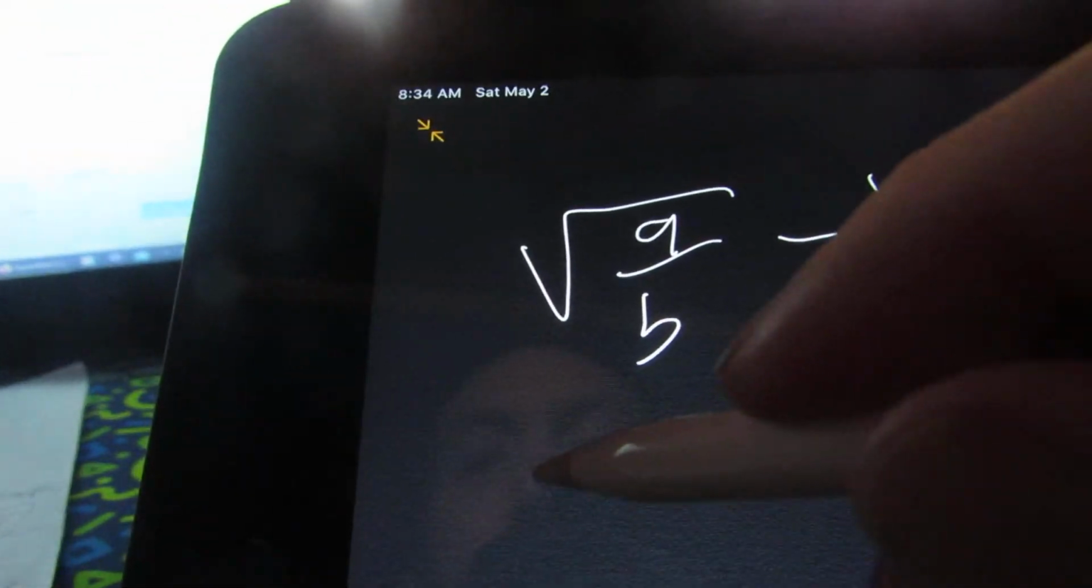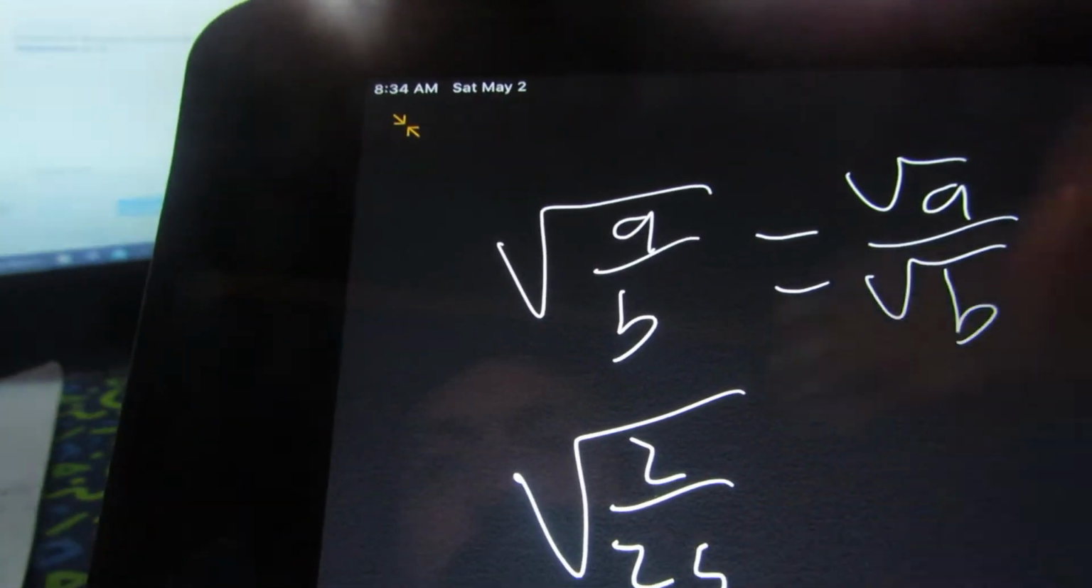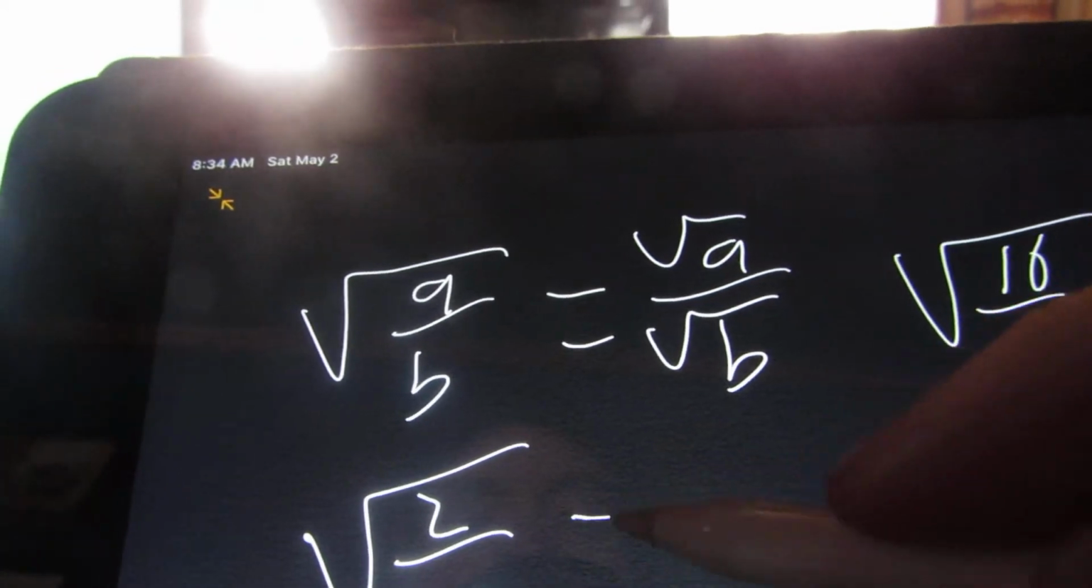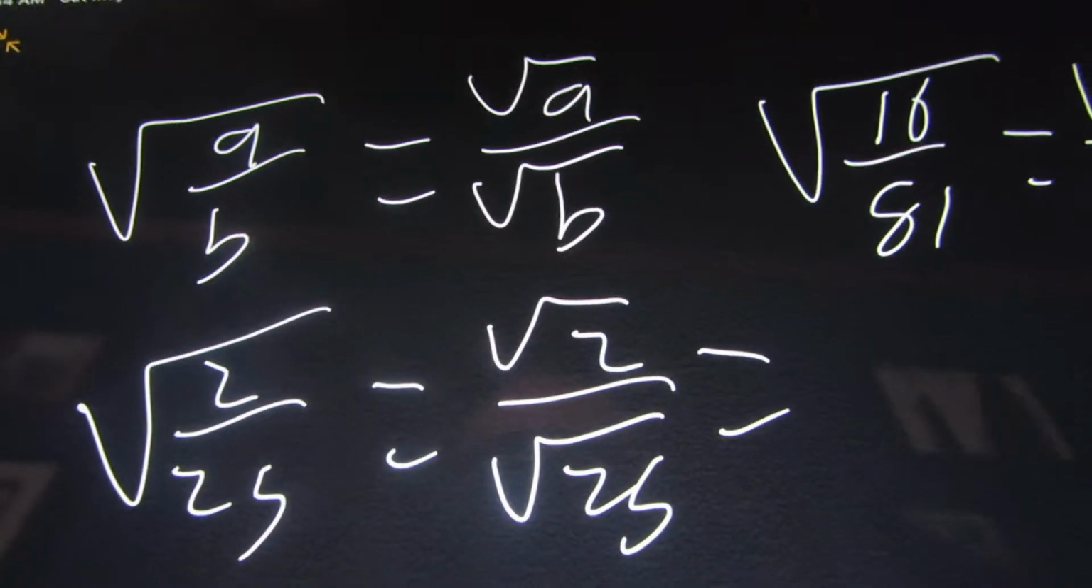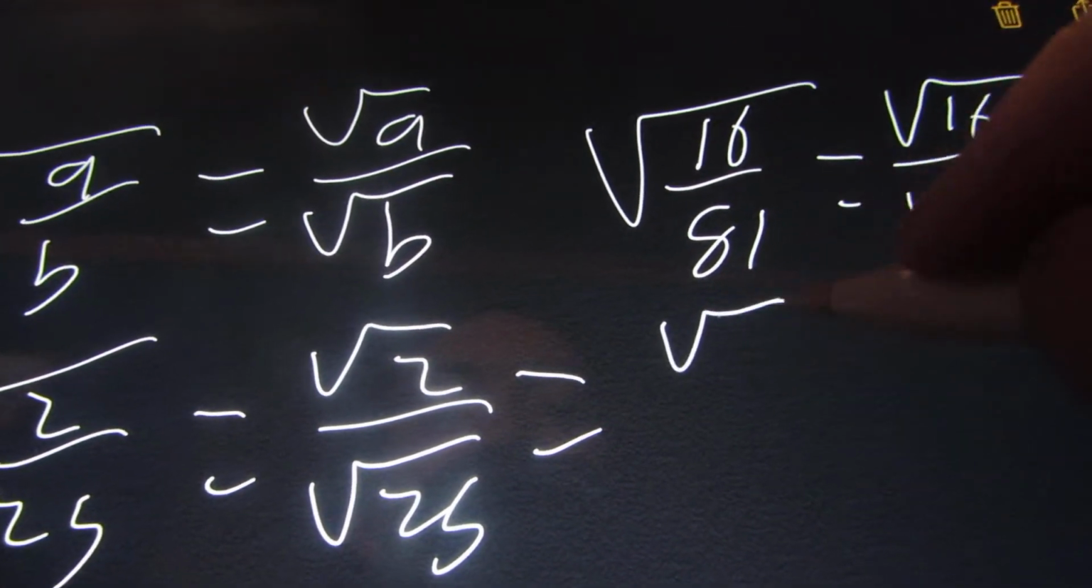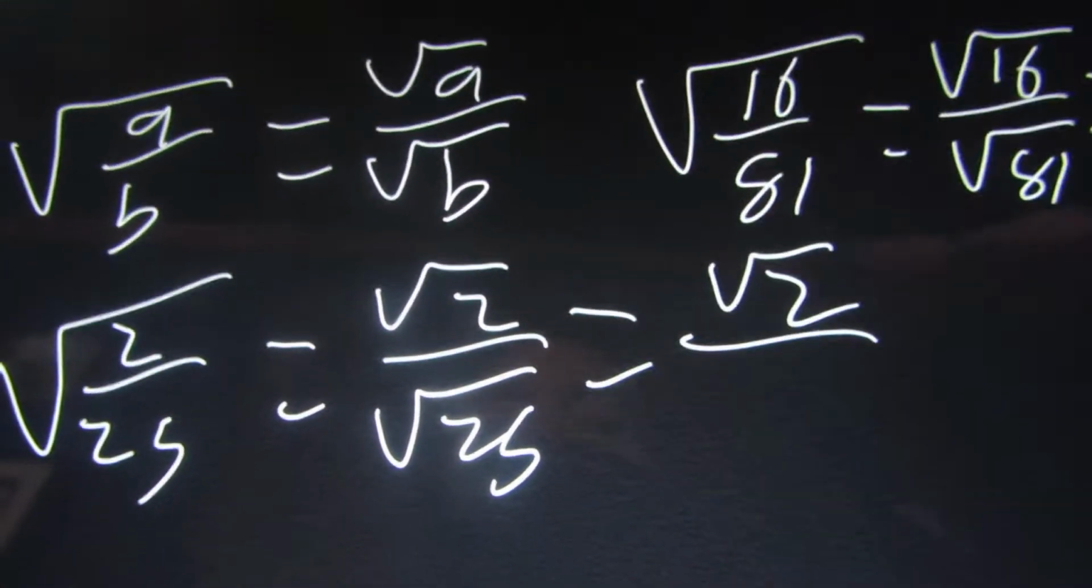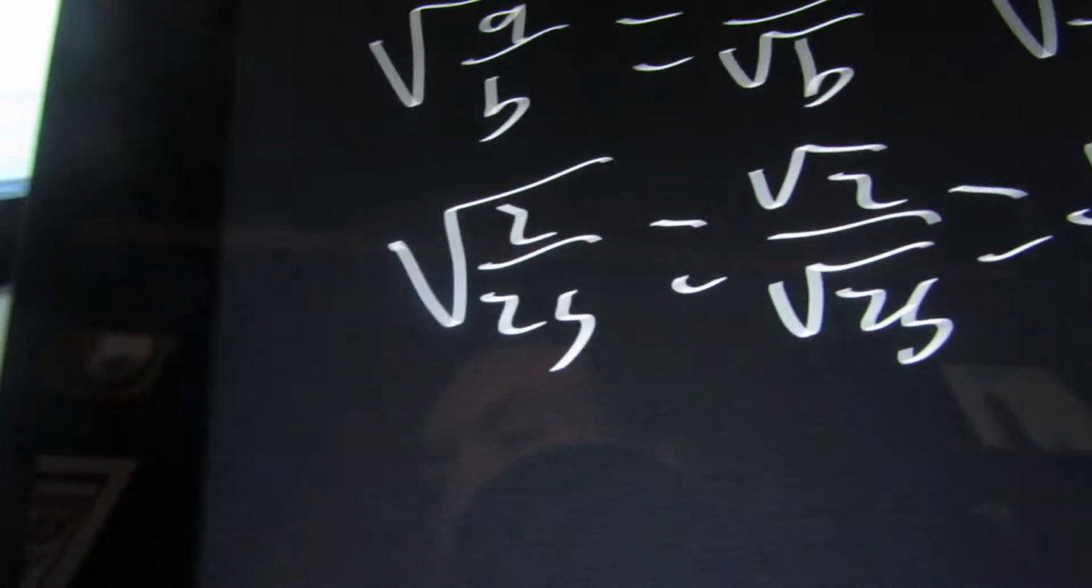If we have the square root of 2 over 25, we can say the square root of 2 over the square root of 25. We can't do anything with the square root of 2, so we just keep it, square root of 2, but the square root of 25 is 5.